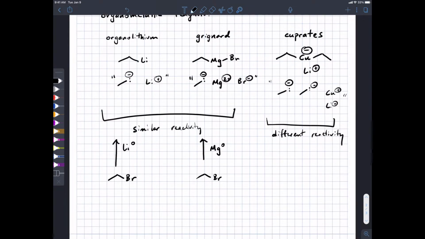The cuprates you actually get once you've made an organolithium reagent. You take that and you add copper iodide. You generally need 2 equivalents of organolithium reagent per copper iodide, and that gives you the cuprate. Okay. So let's talk about the different reactivity of these 2 classes, the cuprates versus the organolithiums and the Grignards.